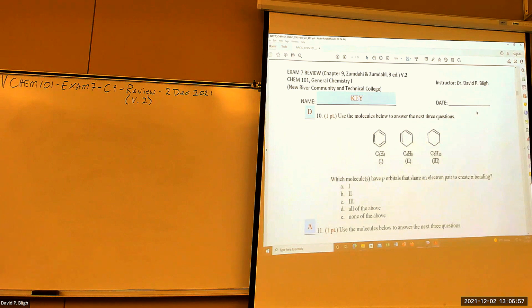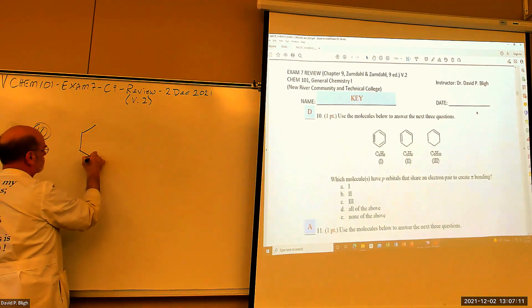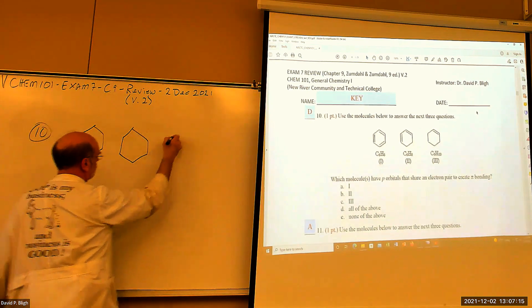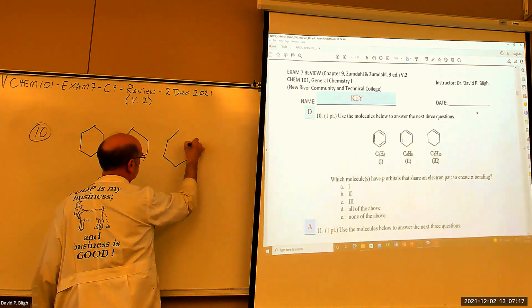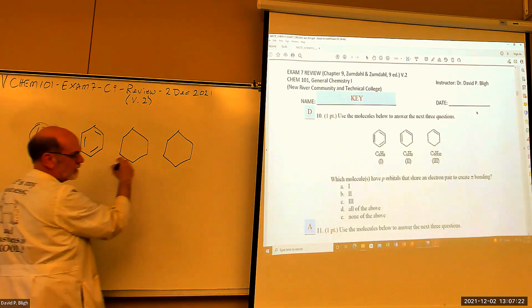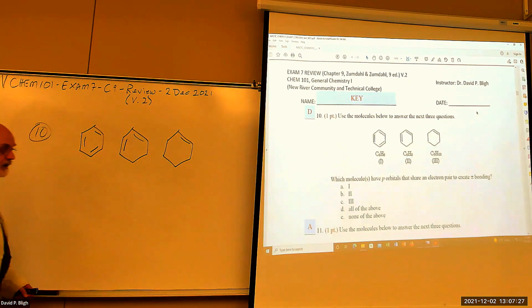Okay, let's see. Let's take a look at 10 also. So here are our molecular structures. And let me just put them up. If this one has double, double, double, this one has double there, this one has double there. And these are the formulas for each one.